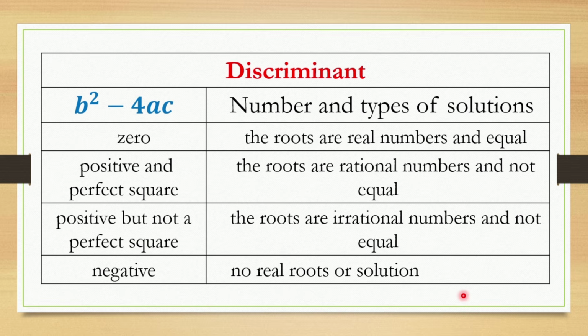Now, what is the discriminant? Ang discriminant, ito ang ginagamit nating formula or expression. We will use b squared minus 4ac. Now, if the resulting solution is 0, kapag ang nakuha mo ay 0, after mong gamitin or i-substitute sa b squared minus 4ac, that is the time that you will learn that the roots are real numbers and equal.